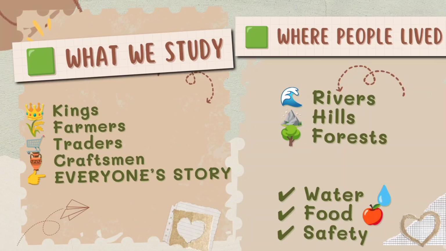Now, let's talk about where people lived. People didn't choose places randomly, they preferred places where they could easily survive. So, what did they need? Water, food, and safety. That's why most people lived near rivers and fertile land.